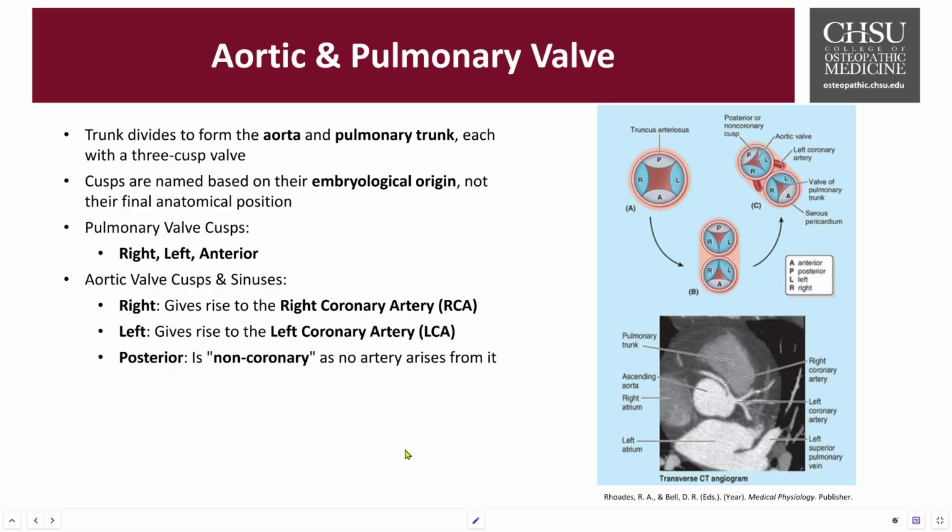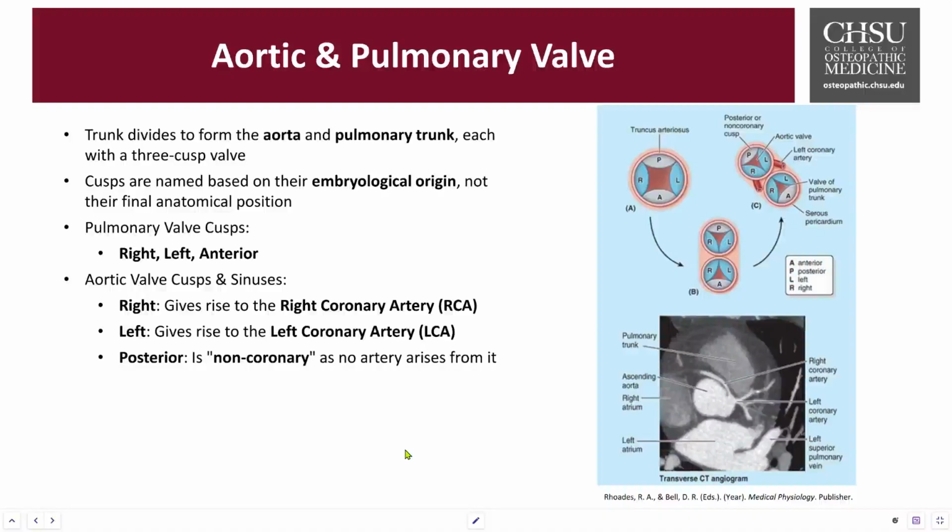So we have the pulmonary valve that has the right, left, and anterior cusps. We have the aortic valve, which has also the right, left, and posterior cusps. These are clinically critical because the space behind these cusps, or the aortic sinus, are the origin points for the coronary arteries. The right aortic sinus gives rise to the RCA, and the left aortic sinus gives rise to the LCA. And the posterior aortic sinus gives rise to no coronary artery, hence it's called the no coronary sinus.